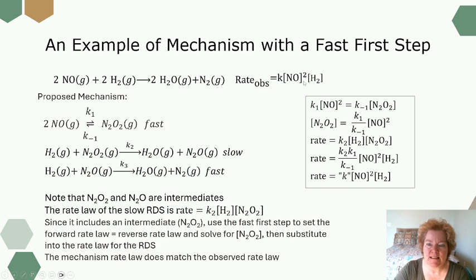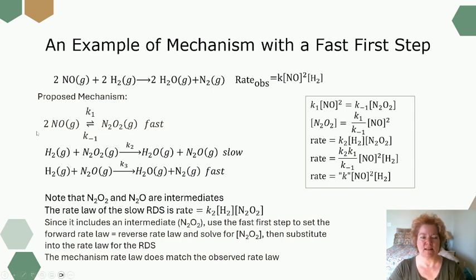The problem is that doesn't match what we observed because N2O2 is an intermediate. So I now need to ask, can I rewrite the N2O2 concentration in terms of NO and H2? The way I do it is I go to the fast earlier step. Again, if it's a fast step, I can assume it's in equilibrium. I know you haven't seen these arrows yet, but when I have these double arrows, that means equilibrium. Since this is the first step, I'll call the forward reaction's rate constant k1, and the reverse reaction has the rate constant k negative 1, negative being the reverse reaction. That's just the sort of notation that we tend to use. You could use whatever you want.